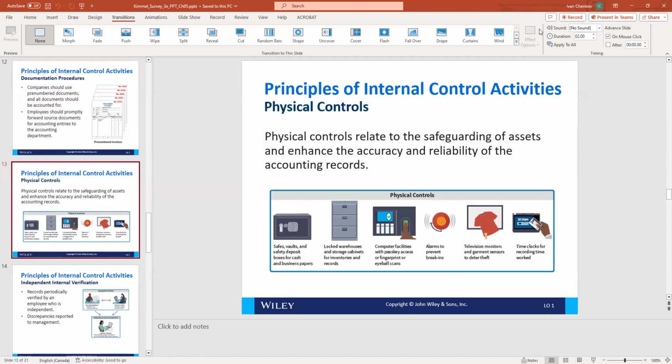So which are the principles of internal control activity? Physical count. Always, the physical count works. Why? Because you can see it, you can touch it, you can count it one after another. Those are the safeguards related to the safeguarding of the assets.